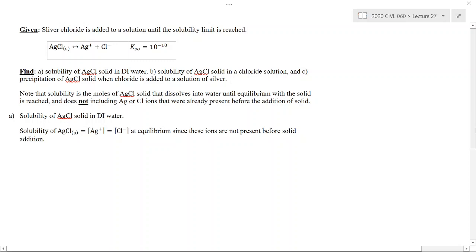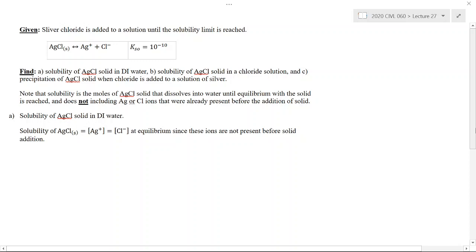In this video, I'm going to show an example of precipitation in a simple solution in order to demonstrate the phenomenon of precipitation. So we're using a simple example here of silver chloride that can dissolve into water, and we want to calculate the solubility limit.